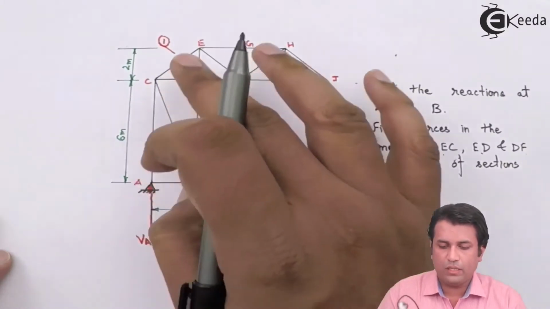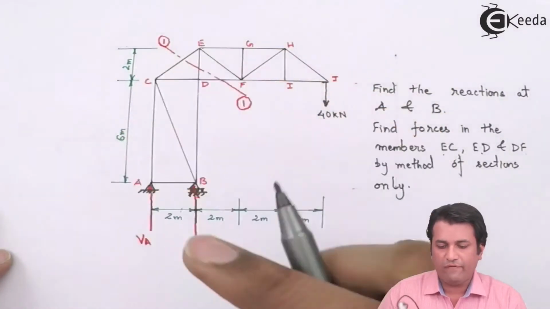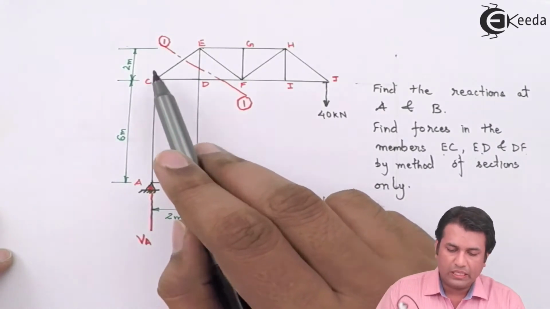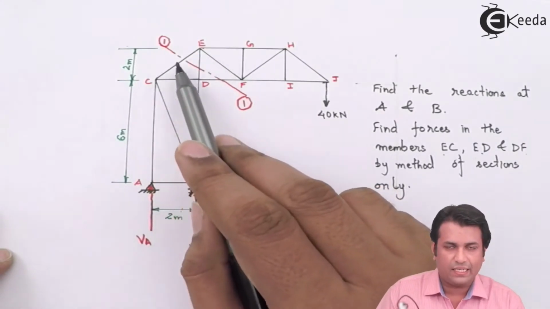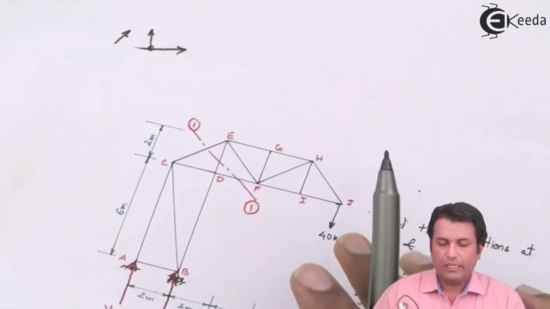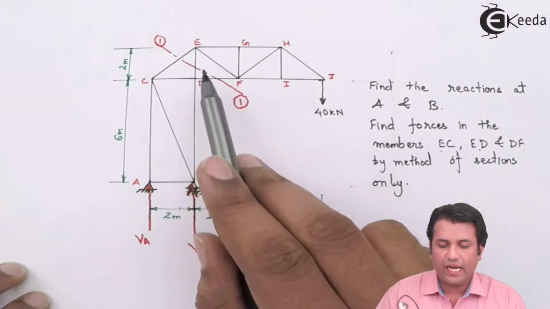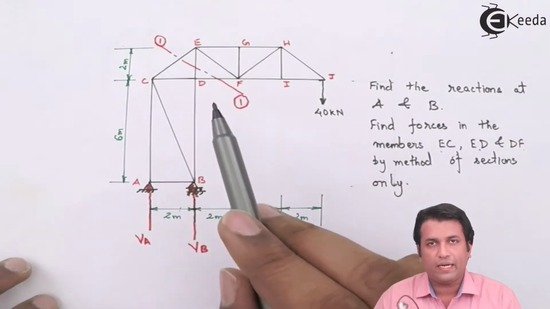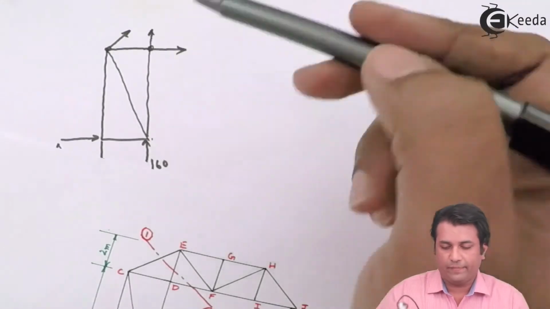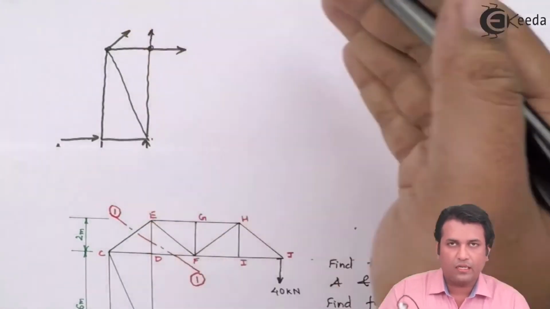Now I've drawn this part of the truss. What I've assumed is that the force in the member CE is acting as tensile force, so that is the reason I have shown it acting outwards. Similarly, for DE and DF, I'm assuming it to be acting tensile, so I'll show it like this outside. Now, I'm not considering the other part of the truss.